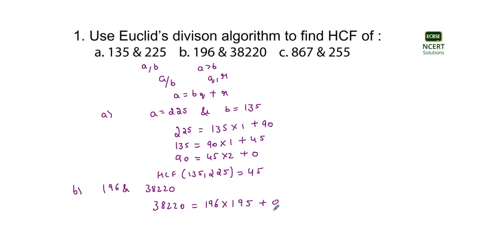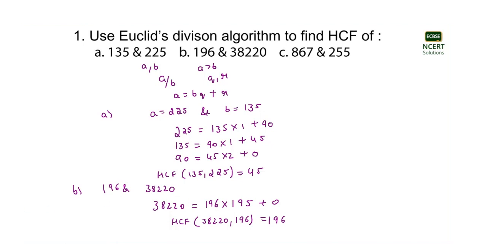As the remainder obtained is equal to 0, Euclid's division lemma, or we can say Euclid's division algorithm, terminates over this step and the divisor will now become the HCF of the numbers provided. Which means that we can write that the HCF of 38,220 and the number 196 is equal to 196, which is the divisor of this Euclid's division lemma.